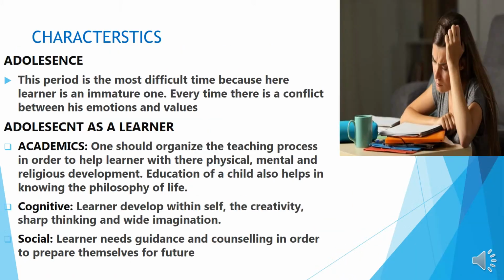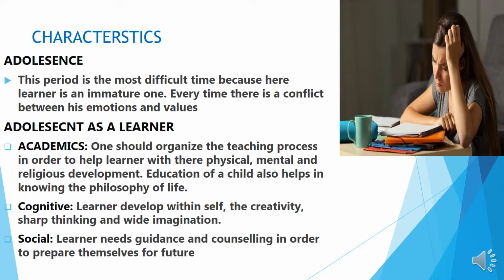Now moving on to the characteristics. When we talk about the characteristics of learners, we will learn the characteristics of adolescence. Now what is this adolescence? Adolescence is a time when a child is at the age of 12 to 13. That means a child is developing from his childhood to adulthood.